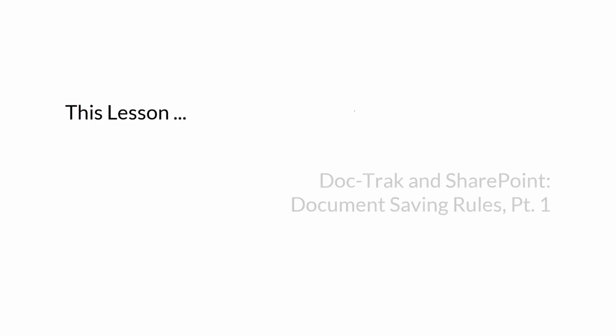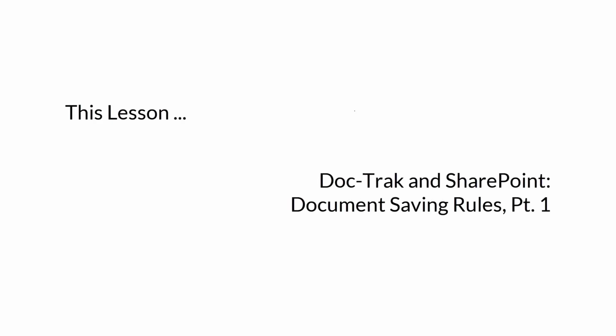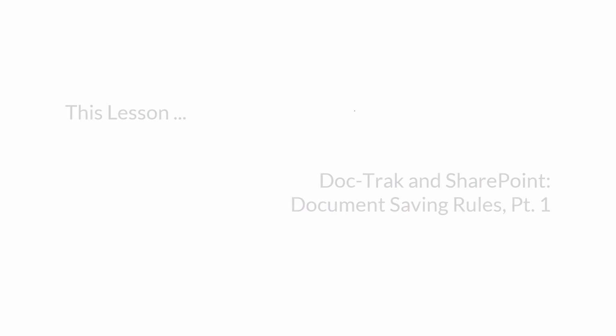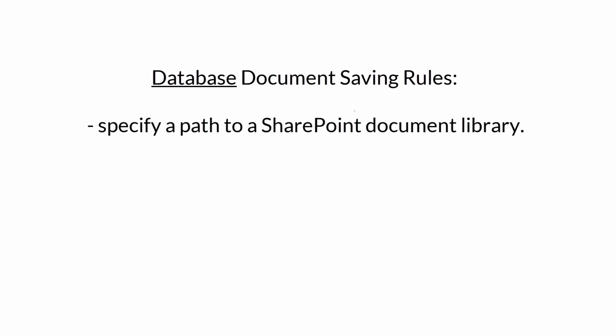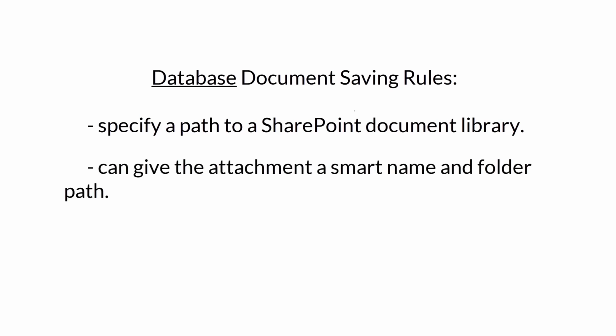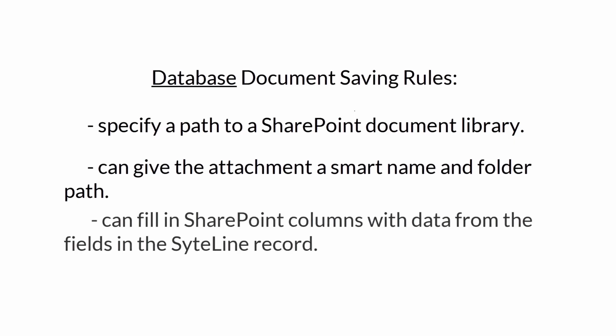With this lesson, we'll learn how to create DocTrack document saving rules to archive files in SharePoint. Database type document saving rules differ from the file system type because instead of a location on your network's file system, you specify a path to a document library. You can also give it a smart name and even a smart folder path like you would in your file system. But database document saving rules can also do something very special. They can fill in your SharePoint columns with data from the fields in the Sightline record.